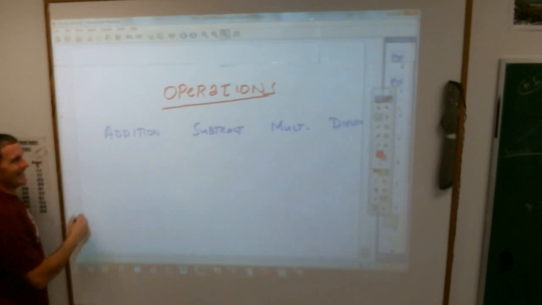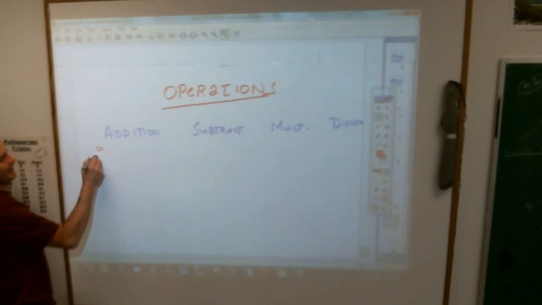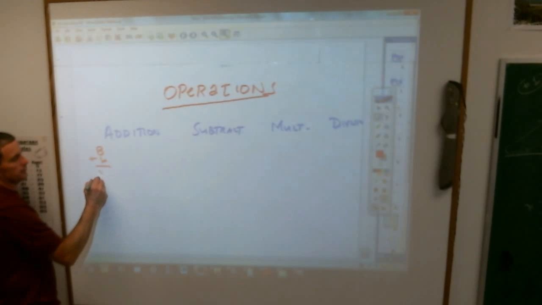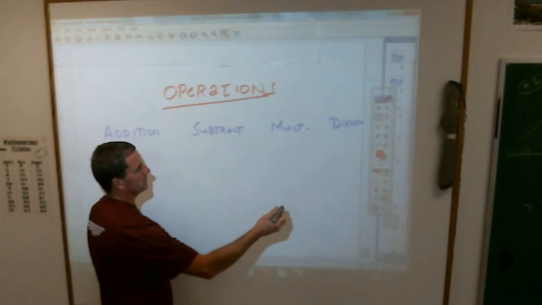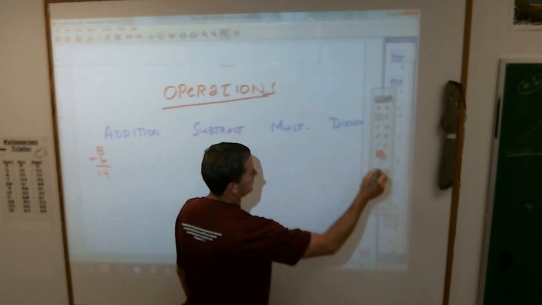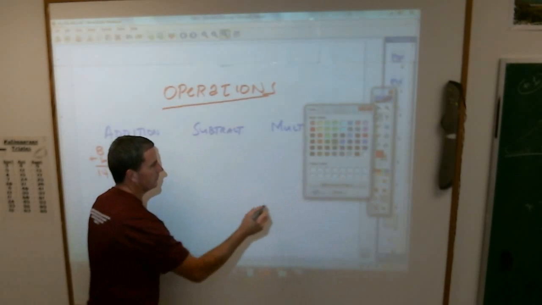When you have an addition problem, let's say you've got 8 plus 6 equals 14. The reason we're putting this down is because we're going to name these things. Because terminology is good. Anybody know what the parts of an addition problem are called?